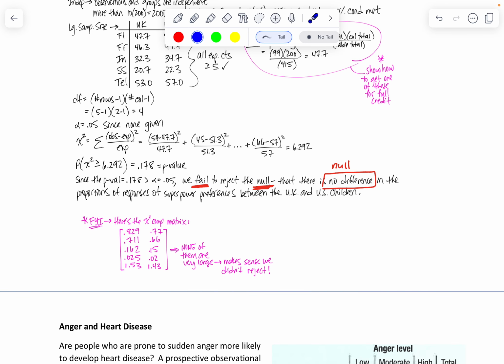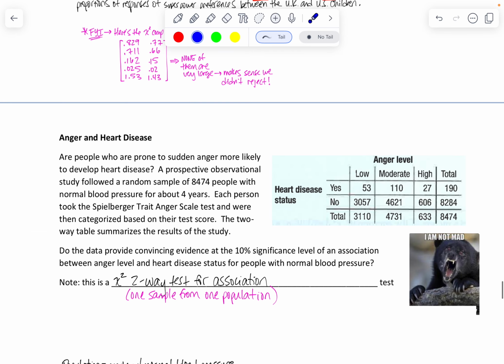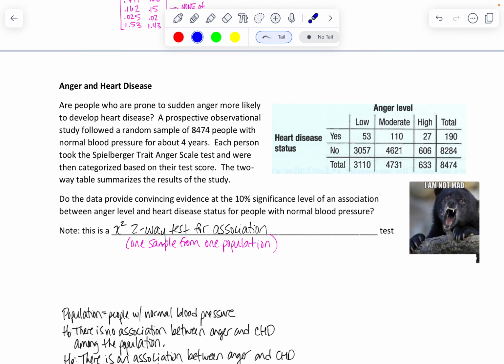I'm going to breeze through the second example really quick, which is anger and heart disease. I'm not going to spend time flipping back and forth in Desmos. That is your job, family, to make sure that you can get the numbers that I am showing here in my notes. And once again, you can pause if you need to copy things down. Do you think that angry people are more likely to have heart disease? That is an interesting connection and an interesting thought. And what we have is a random sample of a lot of people, 8474.